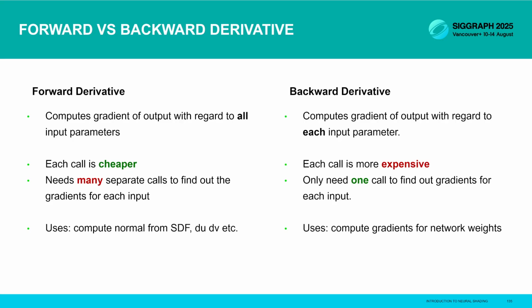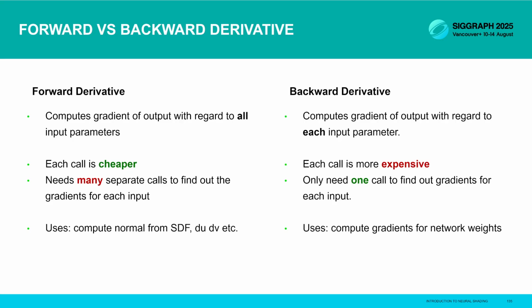In short, forward derivative computes the gradients of output with regard to all the input parameters. Forward derivative functions run faster than backward derivative functions, but you will need to call it once for each input. It is most useful when the number of inputs you want to compute gradients for is small, such as computing the normal from an SDF or texture coordinate gradients.